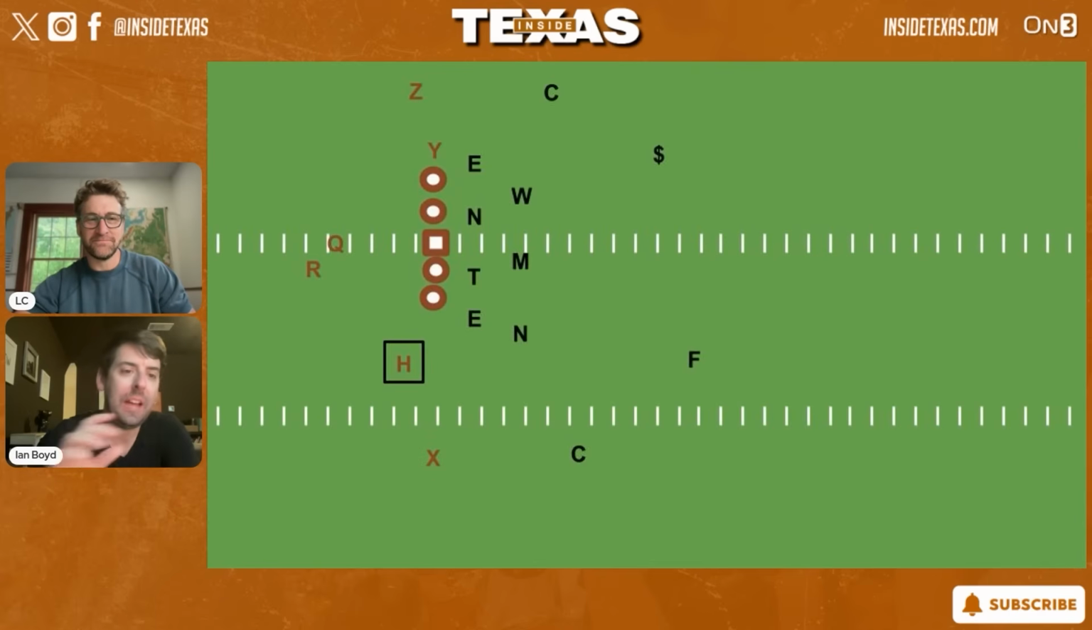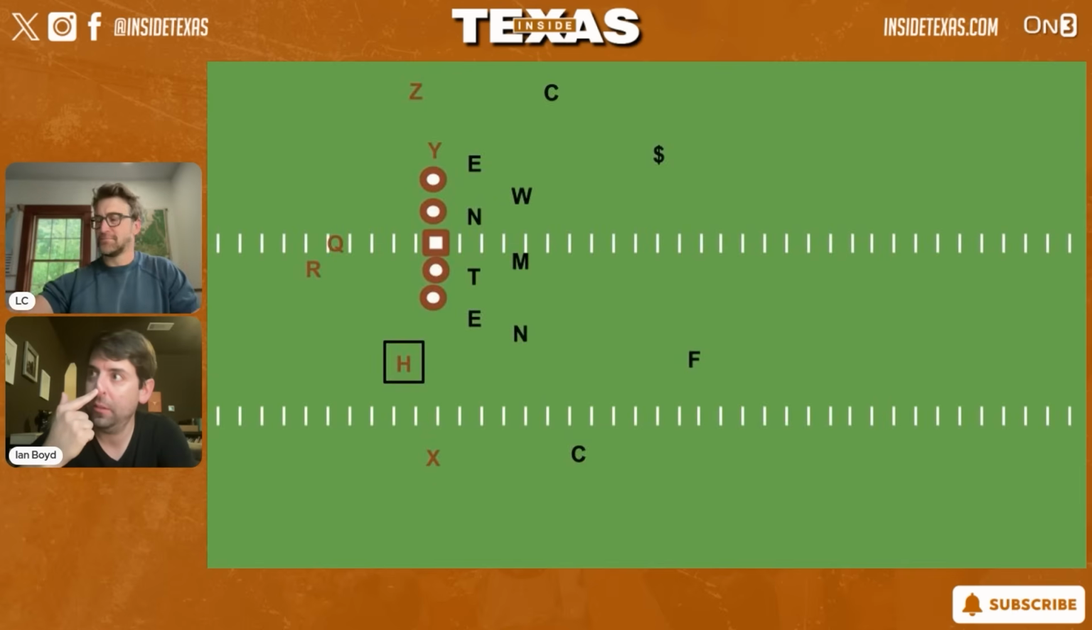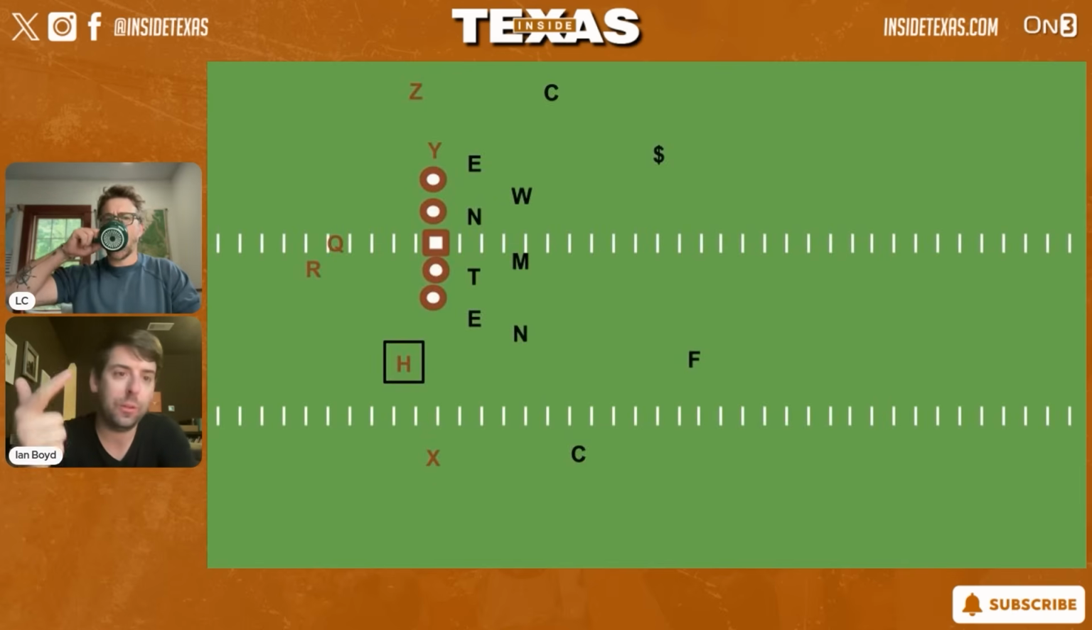The H receiver. So this is the guy that swings in and out of the personnel package. When Texas is in a spread, like I've drawn here, the H is a slot receiver. So it was like Jordan Whittington or who was it? Who was it in 20? That was 23, right? 24, it was DeAndre Moore, usually. Sometimes Silas Bolden.